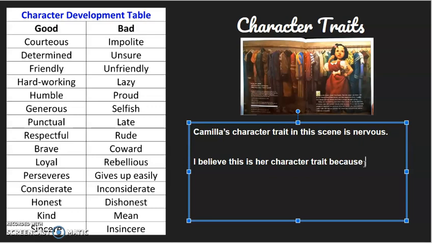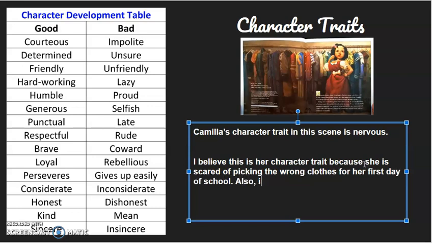I believe that this is her character trait because she is scared of picking the wrong clothes for her first day of school. Also, in the picture, she looks nervous. And it's okay to use the pictures to help you. You can always use the pictures to help you. I always do if they have it there. Sometimes in chapter books, you're just going to have to stick with the text. But if they give you the picture, use it to help you.